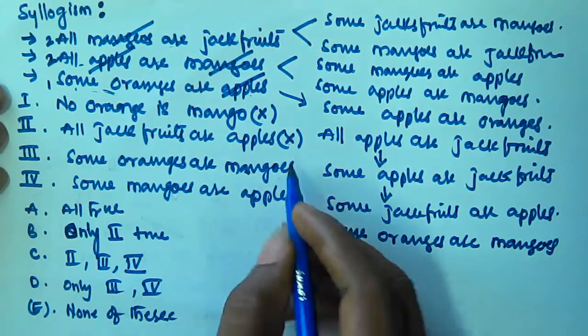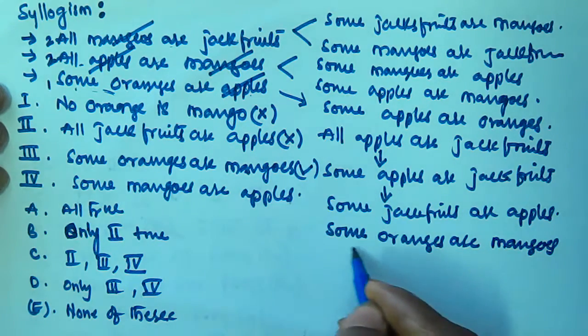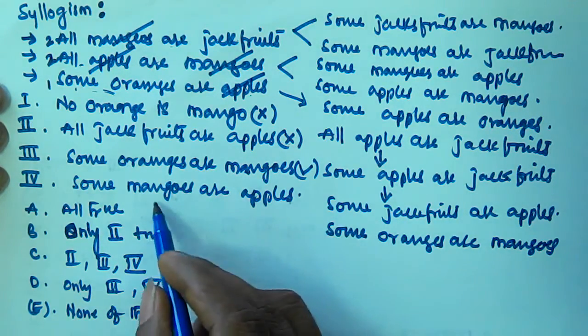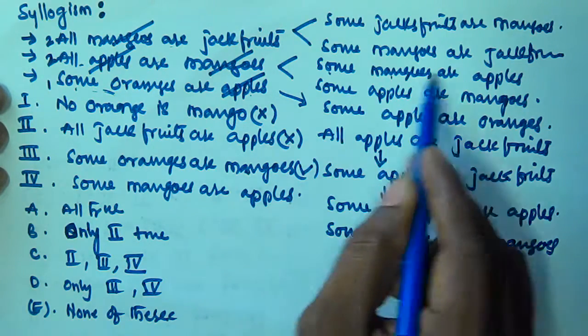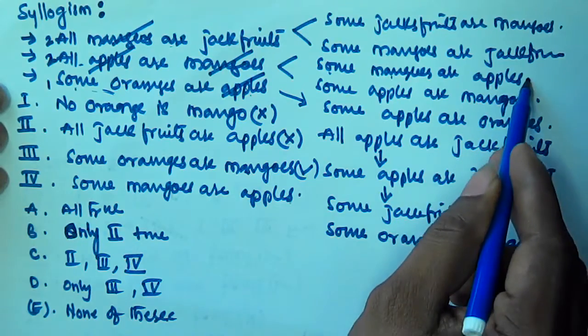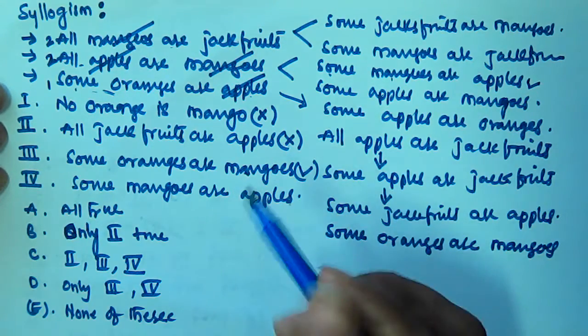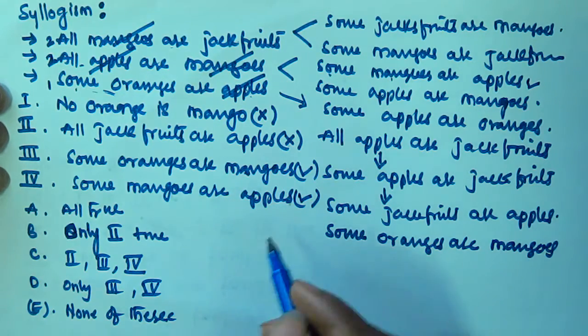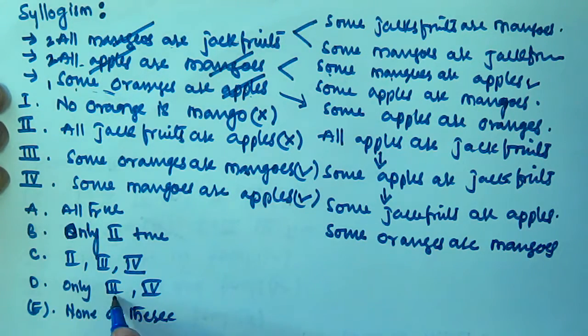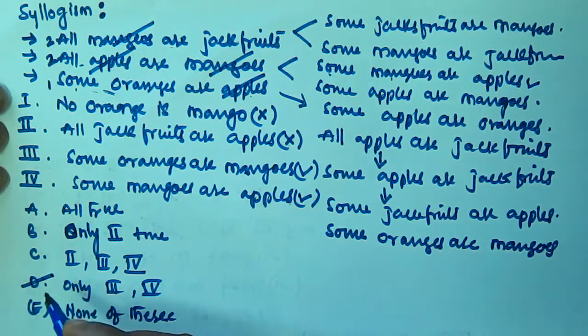So that means the third conclusion is true, because we got some oranges are mangoes. Fourth, some mangoes are apples. We already derived that one, so the fourth one is also true. That means the third and fourth conclusions are true. Option D states that only third and fourth are true, so we have to select option D.